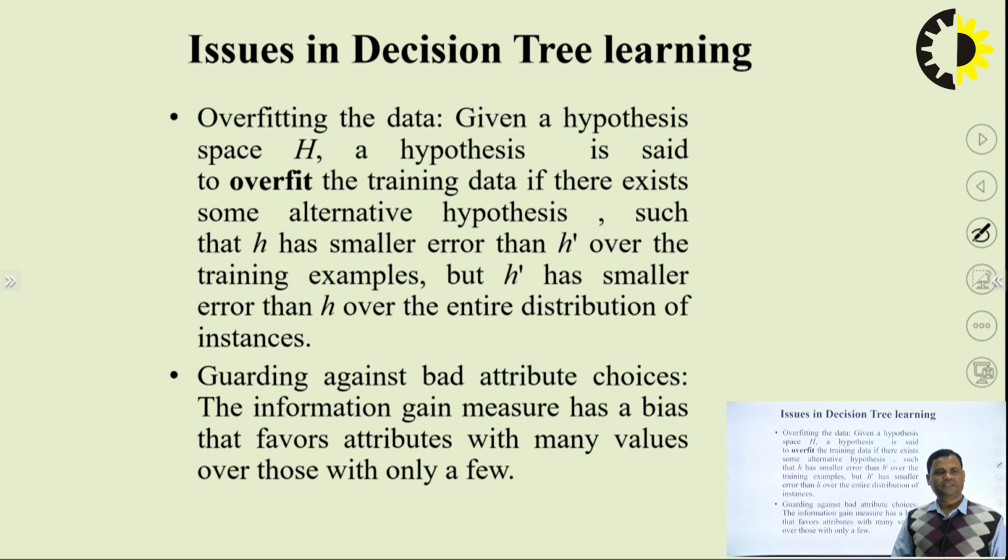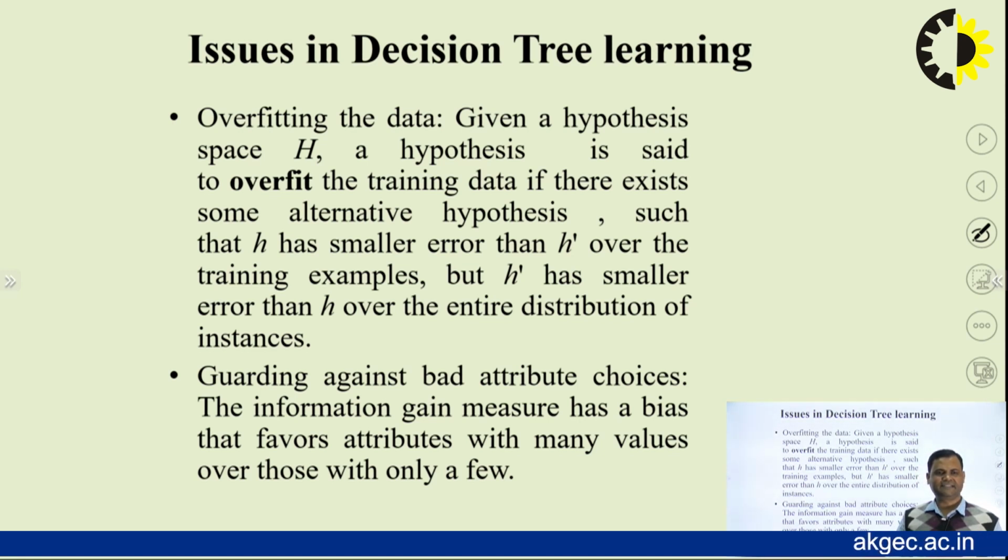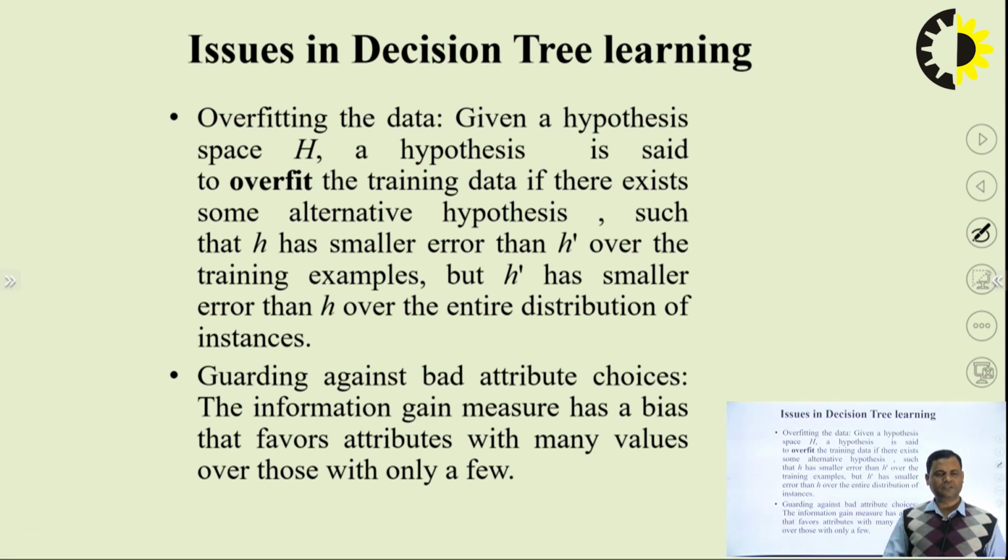A hypothesis is said to overfit the training data if there exists some alternative hypothesis H dash, defined over the hypothesis space capital H, such that H has a smaller error than H dash over the training examples, but H dash has a smaller error than H over the entire distribution of instances. Then that is called overfitting the data.